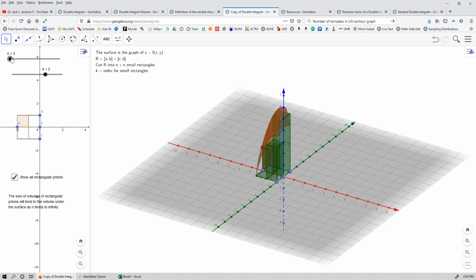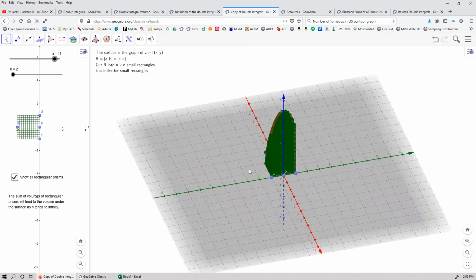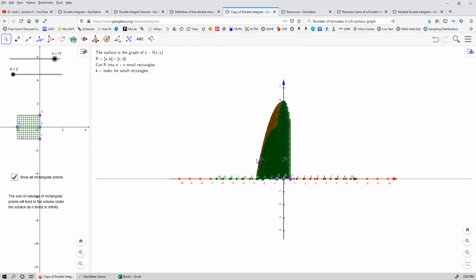I think I can do that here by showing you more and more here. You can see that getting closer and closer there. Smaller and smaller divisions here, closer and closer to the actual volume that we're looking for.